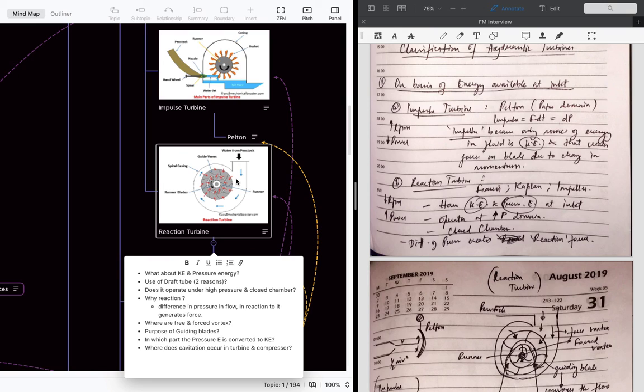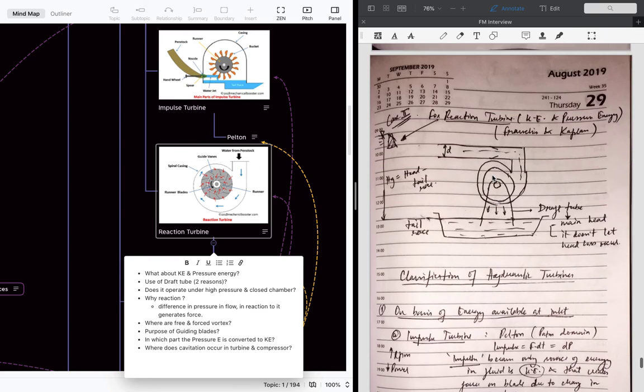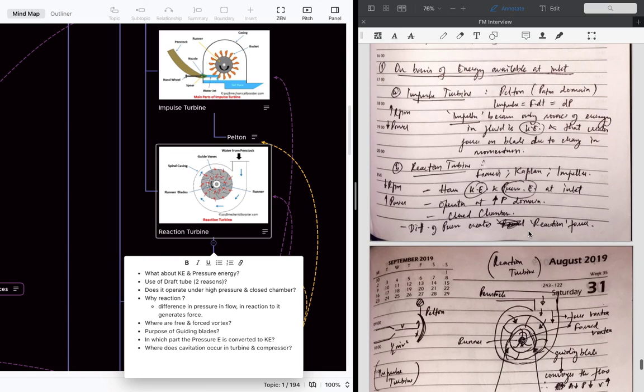Pressure energy as well as kinetic energy of the fluid is there. So in this case, the turbines work under high pressures in closed chambers. And the difference of pressure, the change in pressure along the path, creates a reaction force, and that reaction force is what generates the power. So that's the keyword of the reaction: the change in pressure creates a reaction force.